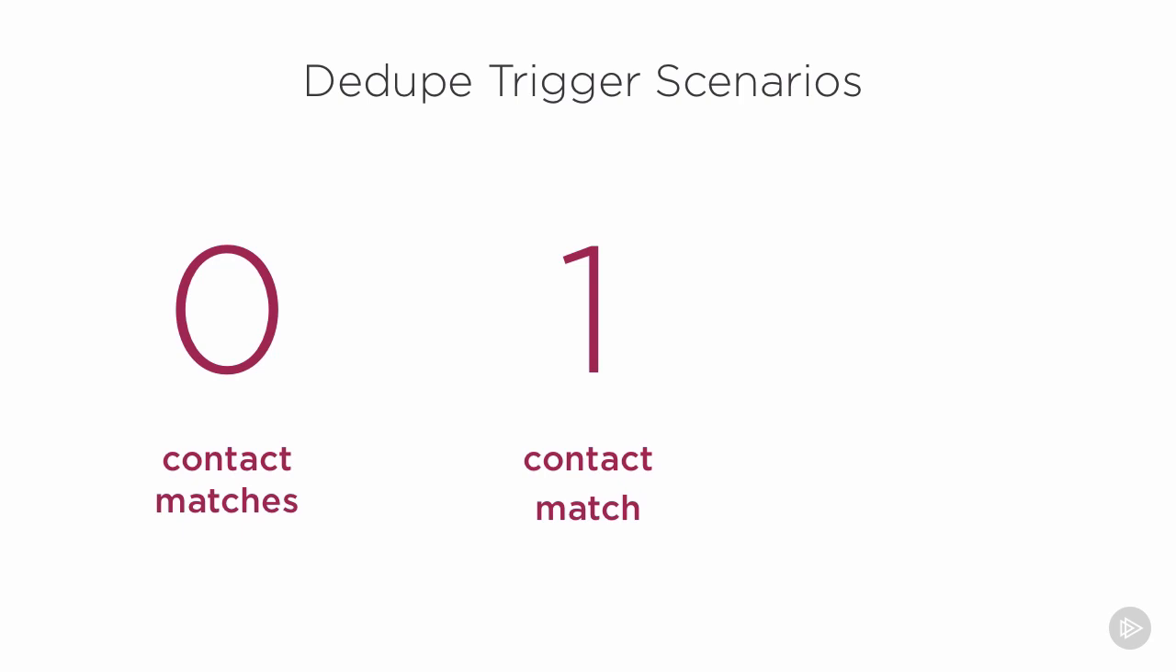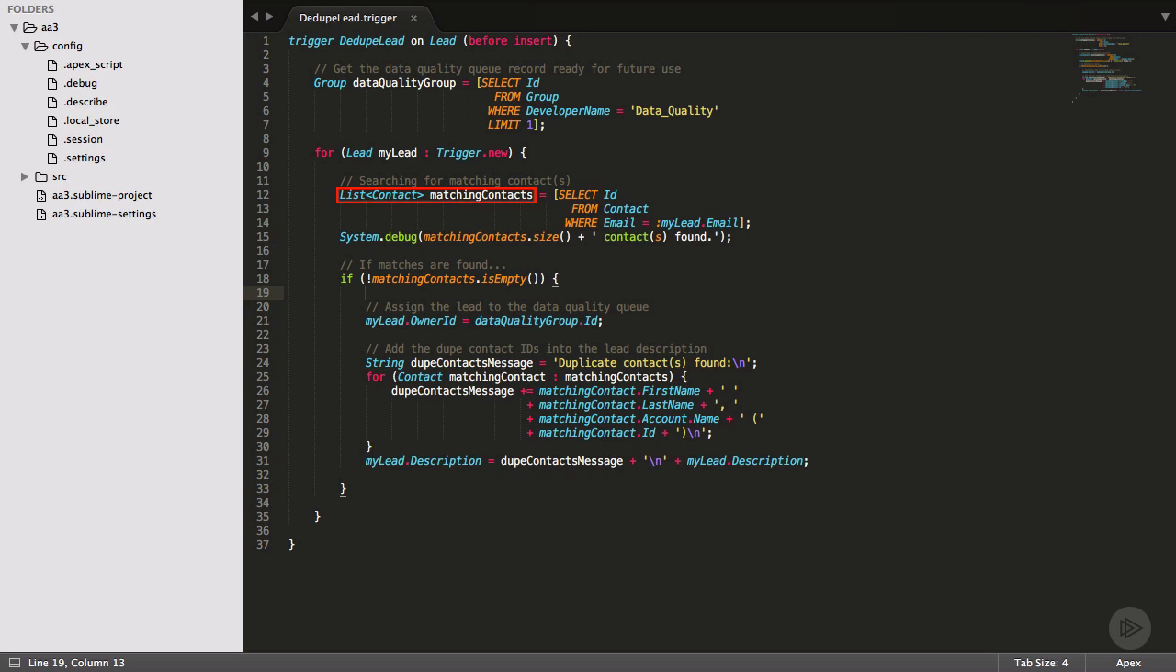This is the scenario that I expect most people to identify because it's the most straightforward. The last scenario is that there is more than 1 contact match. Now, why is this a separate scenario than when there's exactly 1 contact match? Well, we had to make special considerations in our code to make sure it worked when there were multiple matches. For example, we stored our matching contacts results in a list, not a single contact SObject. Also later on, we loop through all our contact matches and print each one out in our lead description.